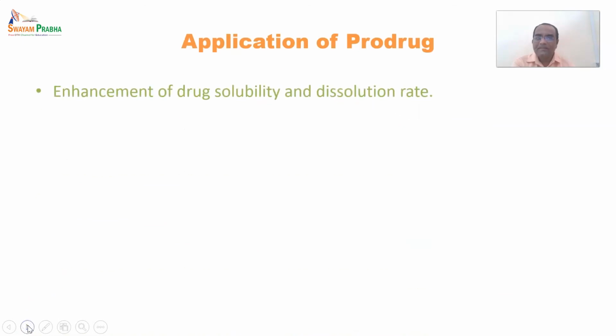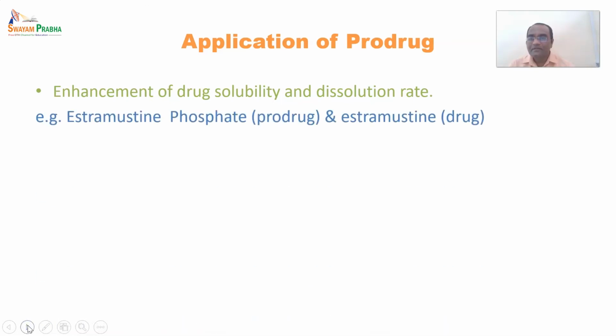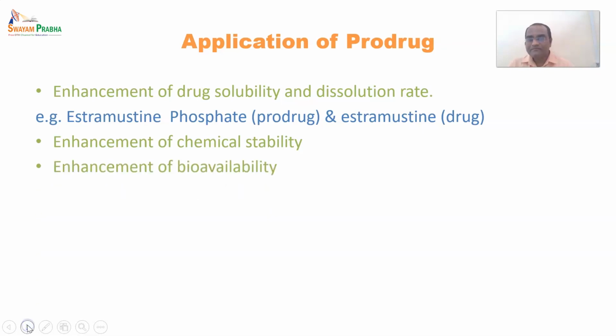There are some more applications of a prodrug. After that, enhancement of drug solubility and dissolution rate. Estramustine phosphate is a prodrug of estramustine. This phosphate is responsible for improving the solubility of the drug and also the dissolution rate. Alone, estramustine is not so soluble, and its dissolution rate is also lower. After that, enhancement of chemical stability, and enhancement of bioavailability.